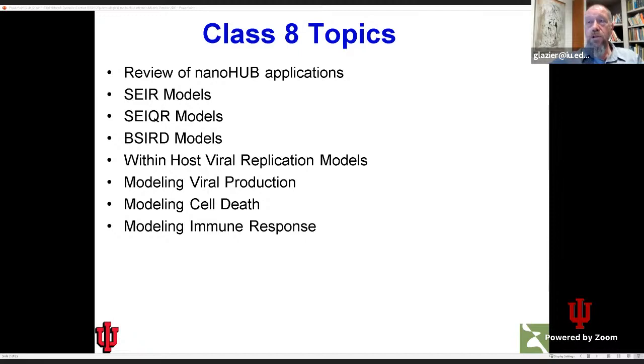And then we'll jump into in-host replication models. We're going to find that the in-host models start out looking just like SIR models for epidemics. You can't get away from them. And then we'll see how far we get with that today.